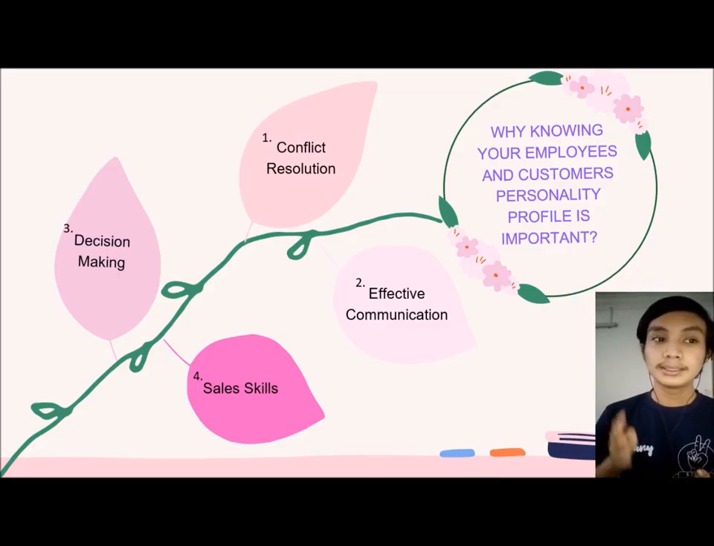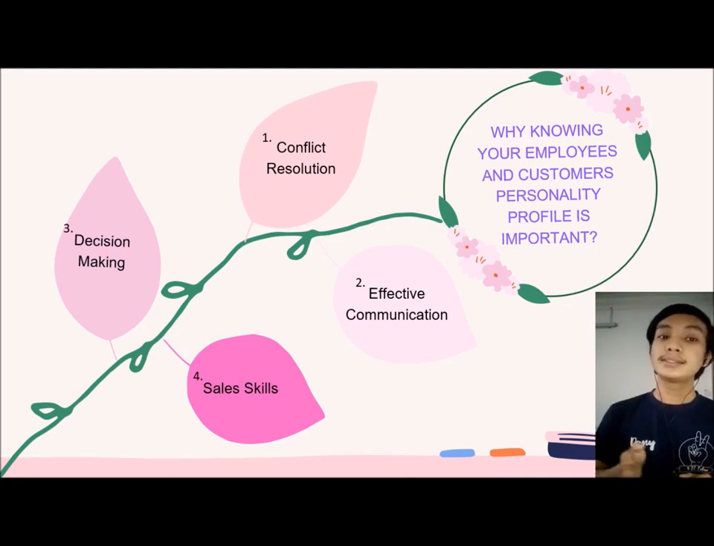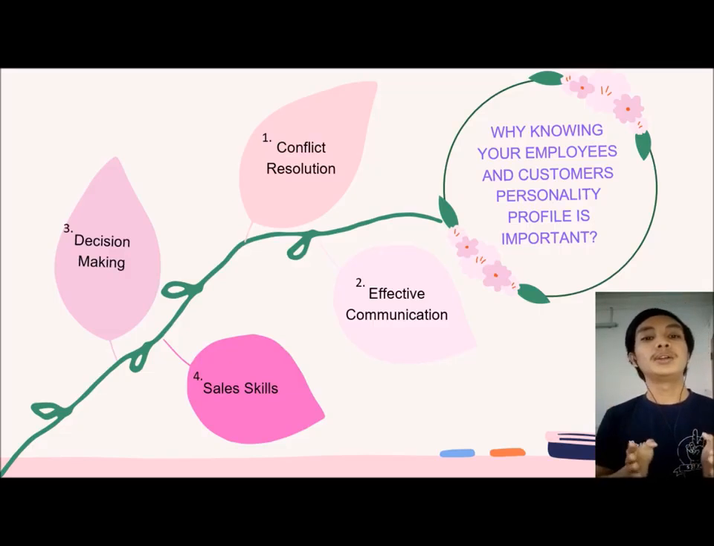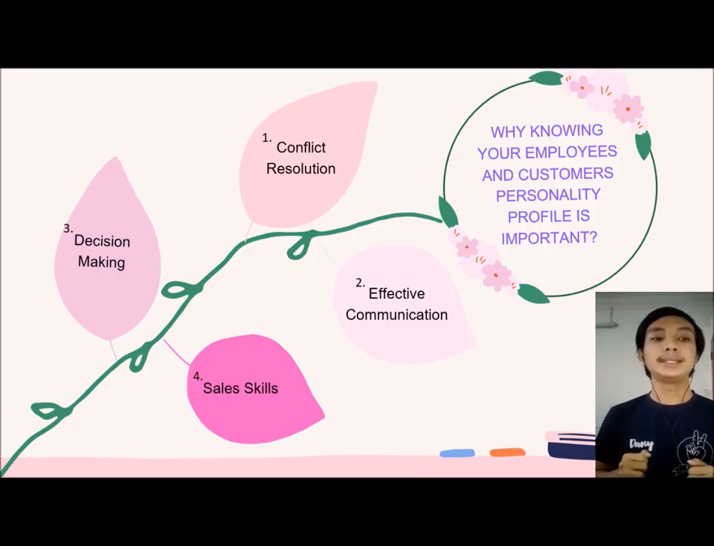And the last one, which is the fourth, is sales skills. Going back to the communication benefits, areas like sales can be massively improved by knowing and understanding both your own personality type and that of everyone around you, as it allows you to adjust your communication style depending on who you are talking to, to suit the preferences of the potential client, making the sale more likely.